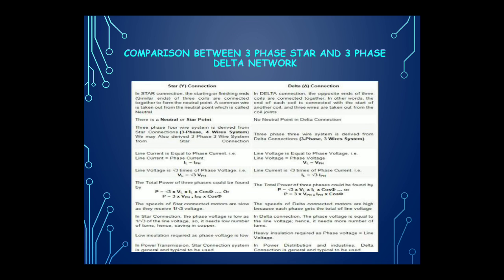In star connection, the phase voltage is low compared to the line voltage, so it needs fewer turns because the voltage is low. In delta connection, the phase voltage equals the line voltage, hence it needs more turns. Low insulation is required in star as phase voltage is low, and heavy insulation is required in delta as phase voltage equals line voltage, which is high. Star connection is mainly used for power transmission, and delta connection is mainly used for power distribution.